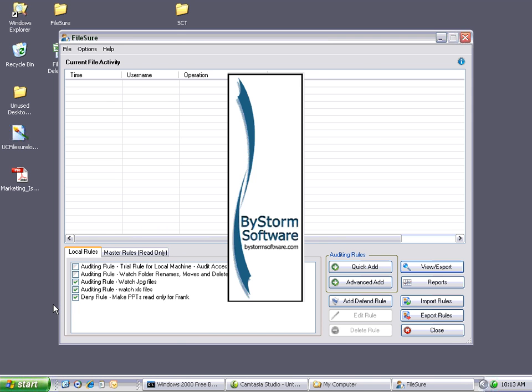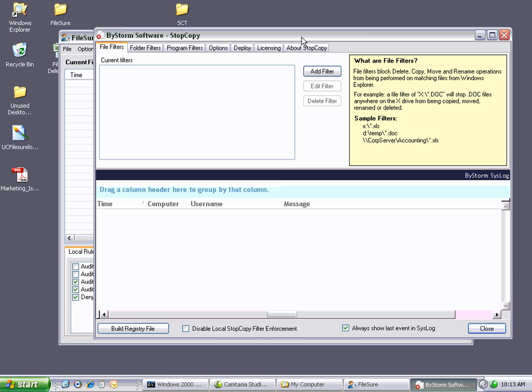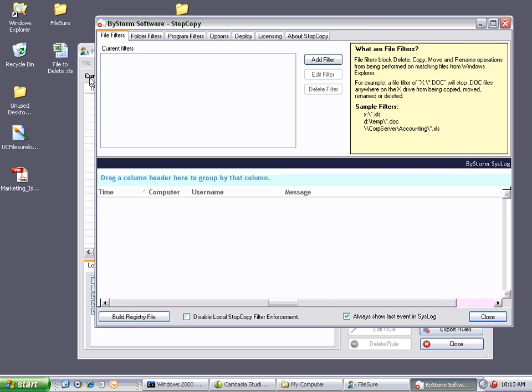FileSure operates as part of the Windows kernel, sitting underneath Windows and above the file system, so it picks up individual file operations. StopCopy, on the other hand, is running as part of the Windows shell. So if you do something within the Windows shell, it's going to get reported by StopCopy and FileSure. However, if you do something by a program other than the Windows shell, FileSure is going to pick it up, but StopCopy will not. But on the other side of the coin, StopCopy reports operations at a high level, and FileSure reports them at a low level.